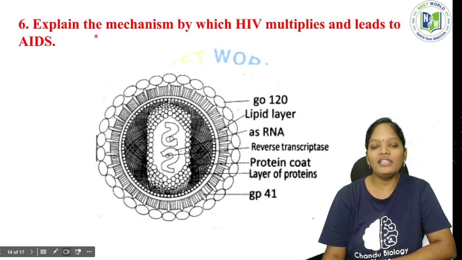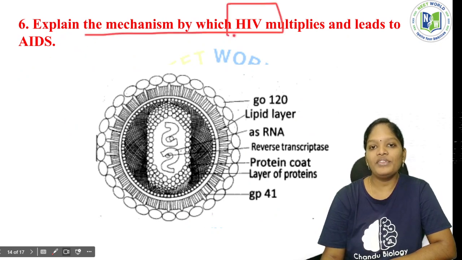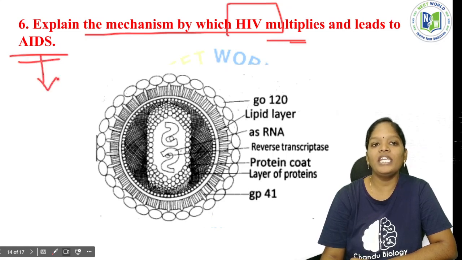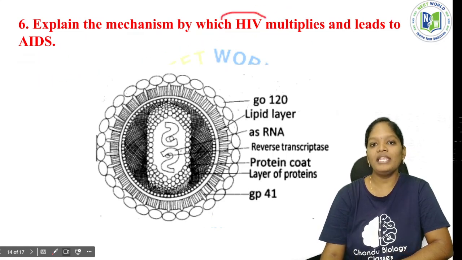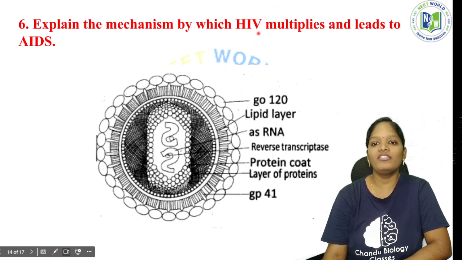Now another important question will be on AIDS. Explain the mechanism by which the HIV multiplies and leads to AIDS. AIDS is acquired immunodeficiency syndrome, and HIV is human immunodeficiency virus.